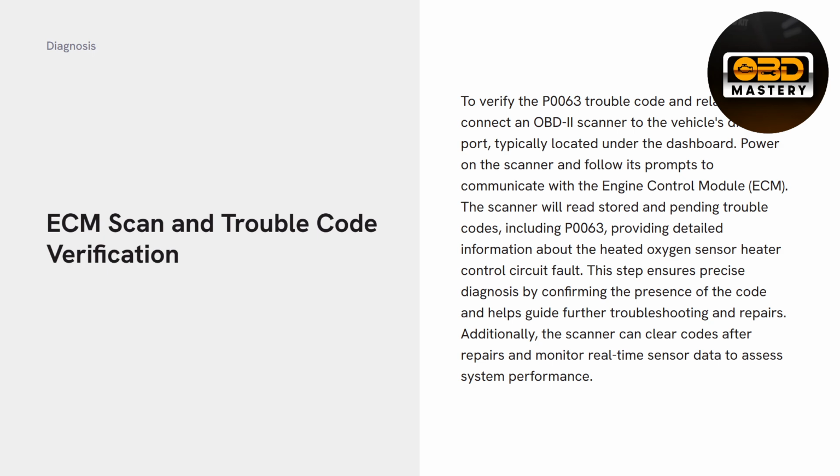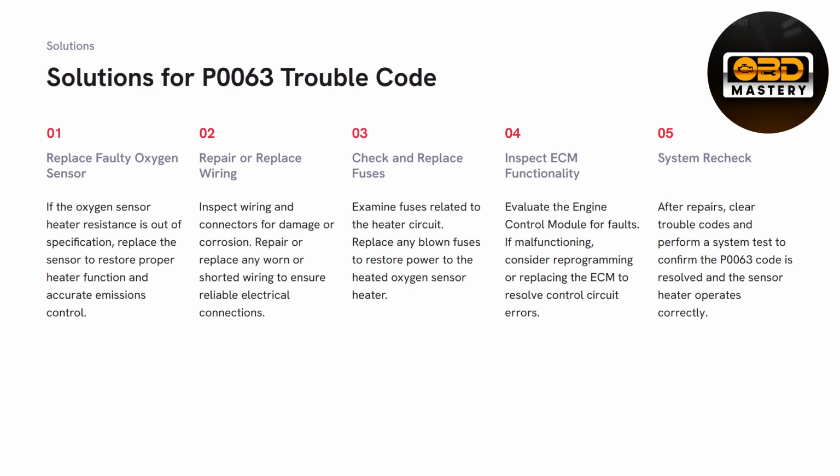Now let's go ahead and move on. ECM scan and trouble code verification. Now, verify the P0063 trouble code and related issues by connecting an OBD2 scanner to the vehicle's diagnostic port, typically located under the dashboard. Power on the scanner and follow its prompts to communicate with the ECM. The scanner will read stored and pending trouble codes, including P0063, providing detailed information about the heated oxygen sensor heater control circuit fault. Now, it just ensures a precise diagnosis. But let's go ahead and move on with solutions of this code.